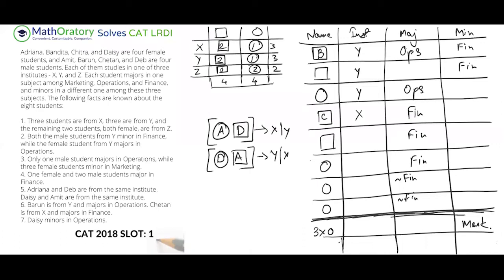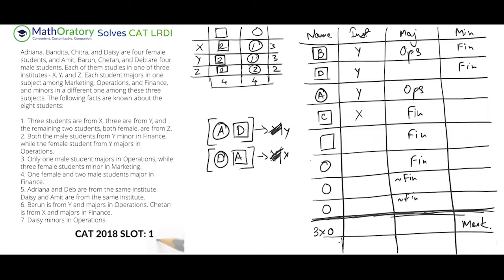So D is not possible. So this has to be A, which automatically tells us that this D male is also from Y. So these two are from Y and these two are from X, right? So this individual is D, Dave, that is. So this is also known to us.